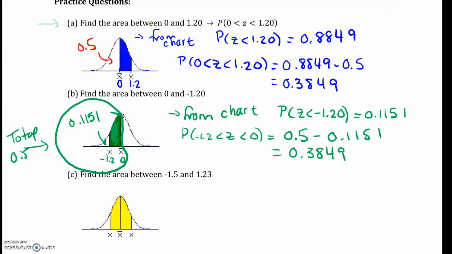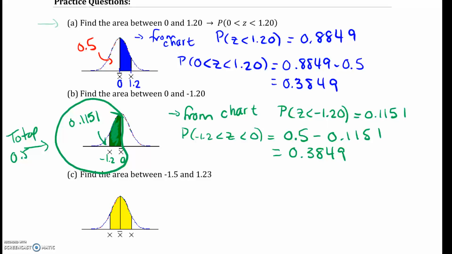0.3849. And you might say to yourself at this point, but Vicki, this is the exact same as what we got in the last question. And it's true because of the symmetric nature of the curve. It is the same value. It should be the same answer.